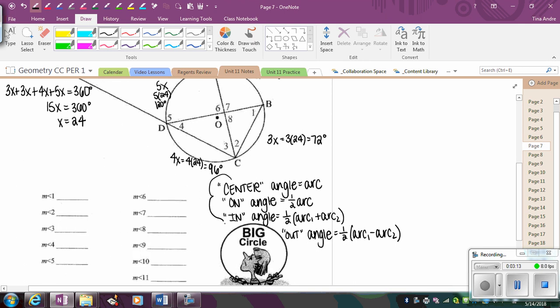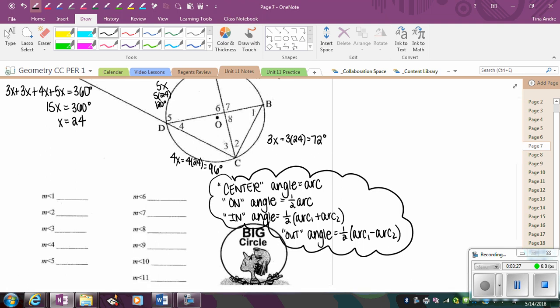With these formulas, we're going to go ahead and solve this circle. We're going to find all of the missing angles. Now that you have all of the arcs, you can pick and choose which angles you want to find. I'm going to start in order, but as soon as I start seeing patterns between the different angles, I'm going to go ahead and complete them.